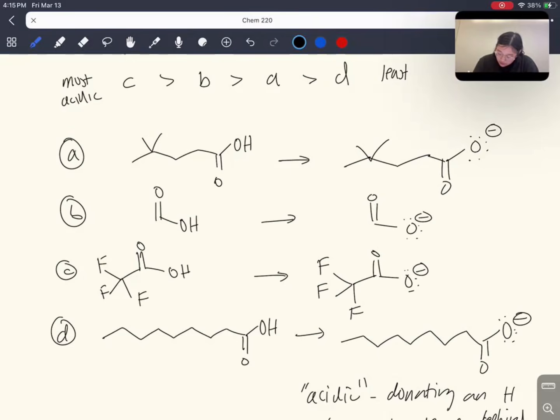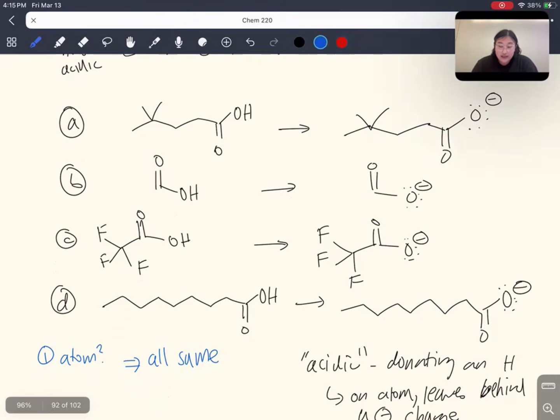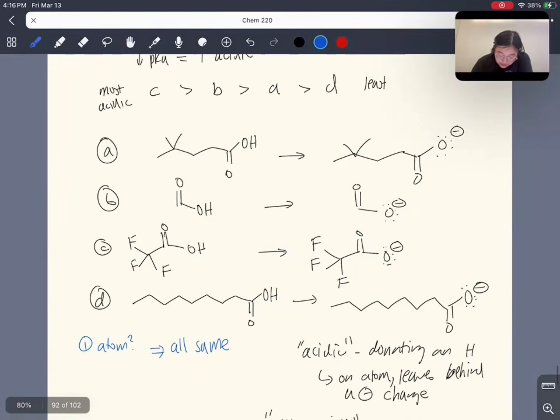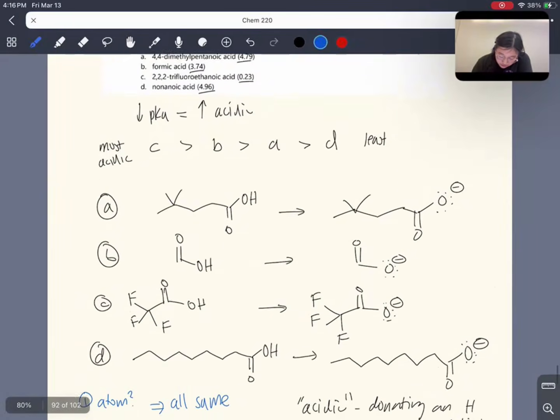So the first thing to look at is the atom, right? And they're all the same, right? We have a minus charge on an oxygen for all four molecules. So that's the same in that case. That means you wouldn't look at the atom as a reason that the conjugate base would be more stable. Okay. And so the next thing you look at is resonance, right?